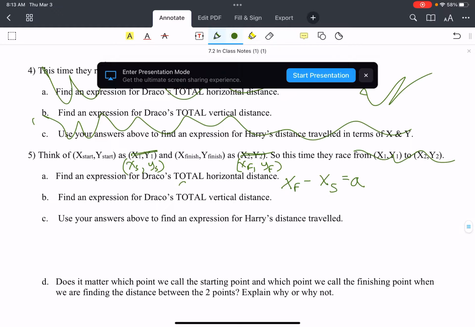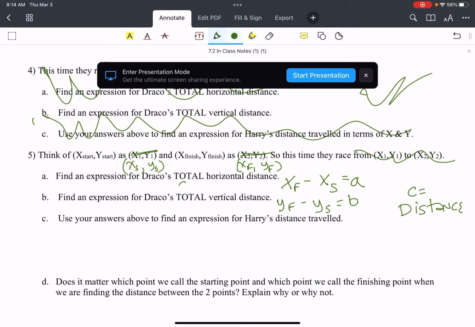And then the vertical distance, y finish minus y start. Okay, someone I haven't really heard from yet today. What does that represent in Pythagorean theorem? A, B, or C? B. Good, Tatum. What does the C represent in words? Good. Total distance. The C is my distance. Perfect. You guys are catching on great.